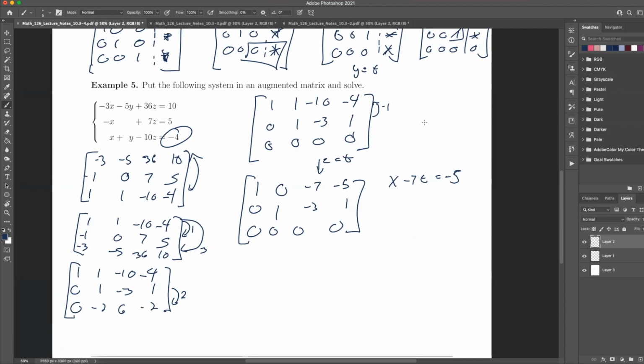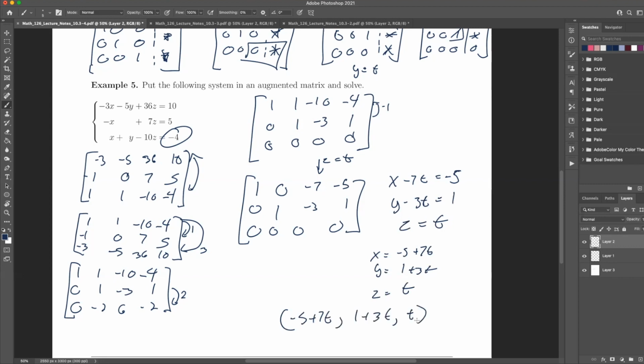This says y minus 3t is equal to 1. And then here we're saying that z is equal to t. That's what we defined it to be. All right, so now we can rewrite this as x equals 2 minus 5 plus 7t. Y is equal to 1 plus 3t. We'll have z is equal to t. And so our solution here is negative 5 plus 7t, 1 plus 3t, and then t.